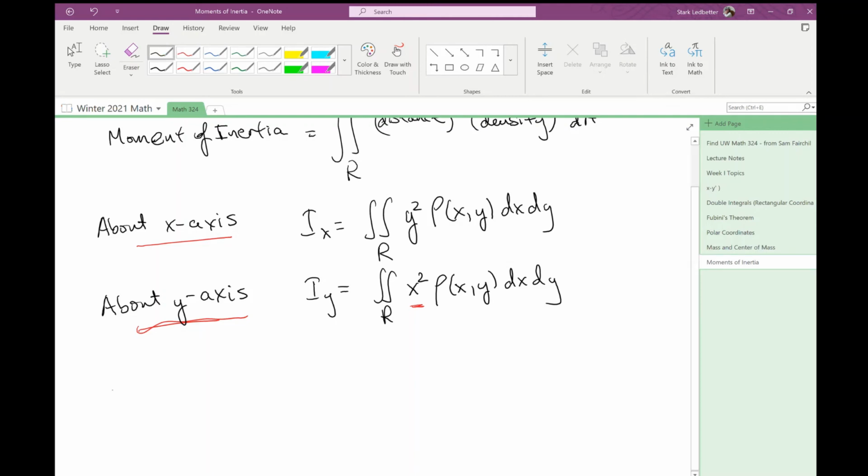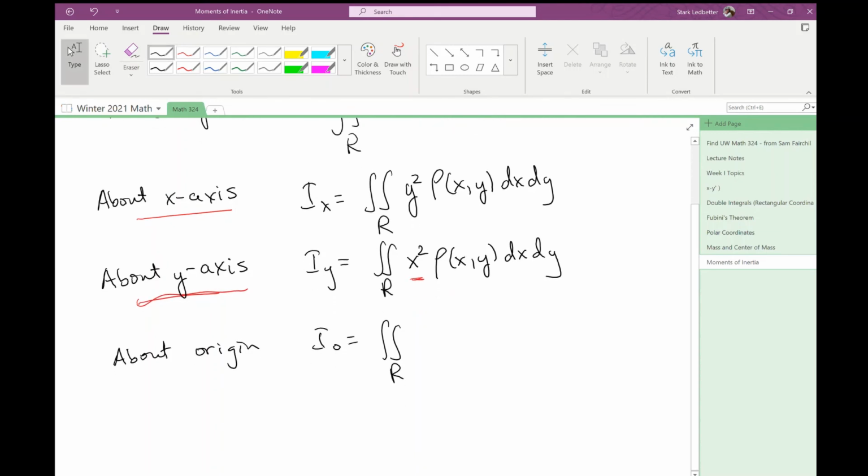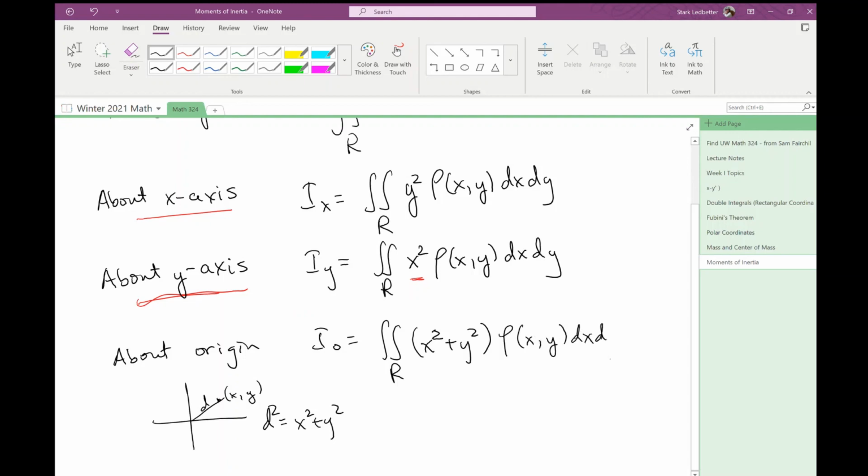And then maybe the most useful is about the origin. We'll call this I sub 0, integral over your region. And then distance to the origin is Pythagorean theorem, right? If you're at the point x comma y, and your distance is d, then d squared is x squared plus y squared. So we're taking our distance squared still, x squared plus y squared, rho of x comma y dx dy, or dy dx if you need to.